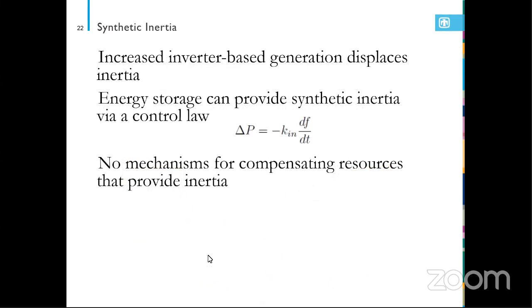So as we increase the amount of inverter-based generation on the grid, that displaces traditional generation and its inertia. Energy storage and other inverter-based assets can provide synthetic inertia via control law. Right now, there's no mechanism for compensating resources that provide inertia.